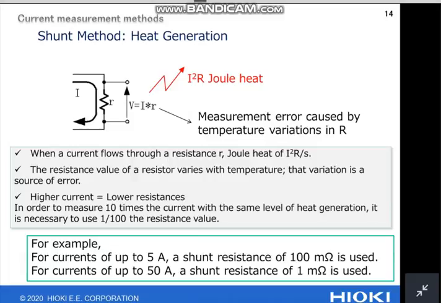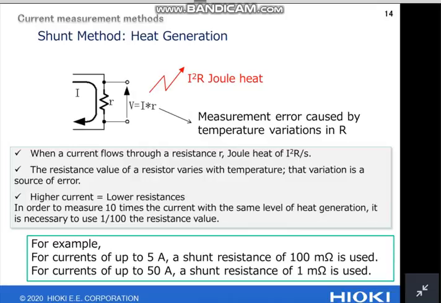is known, this voltage is measured in order to calculate the current. When this measurement is performed, the joules in heat can also be figured as I squared R. Occurs in resistance. Resistors always have a temperature coefficient, and their resistance values vary with changes in the temperature. This becomes a source of error. Shunt resistors with low resistance values are used in order to limit this heating.